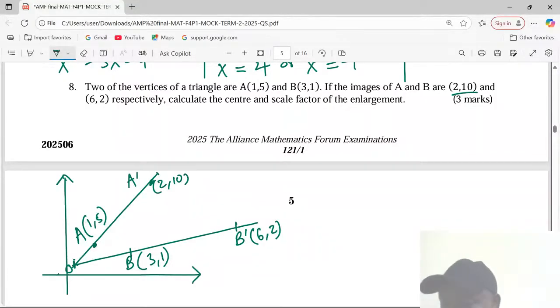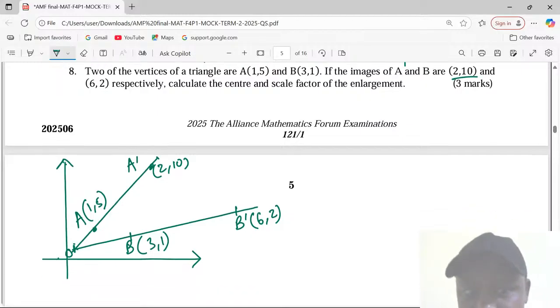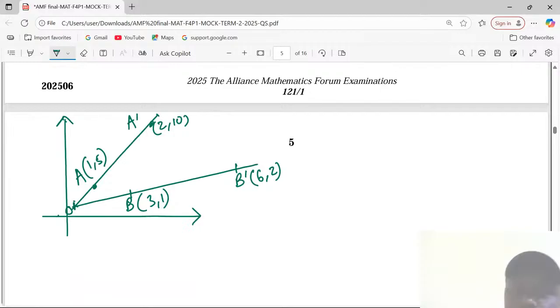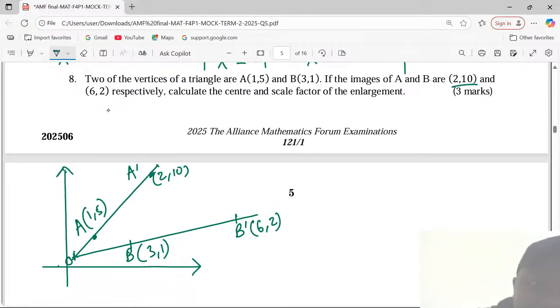According to the knowledge that we have about straight lines, we can find the point where straight lines meet by solving the lines simultaneously. So we can get the line AA prime and its gradient. We take the change in y, 10 minus 5, out of the change in x, 2 minus 1. So this is going to be 5. This first line has a gradient of 5.